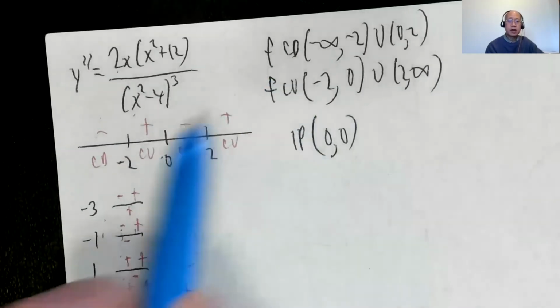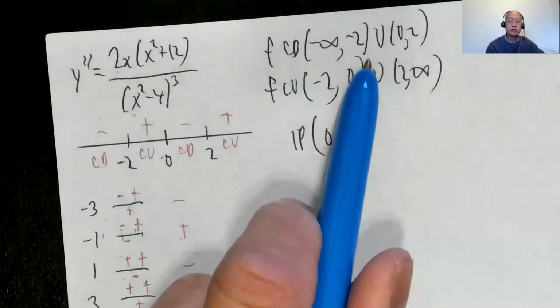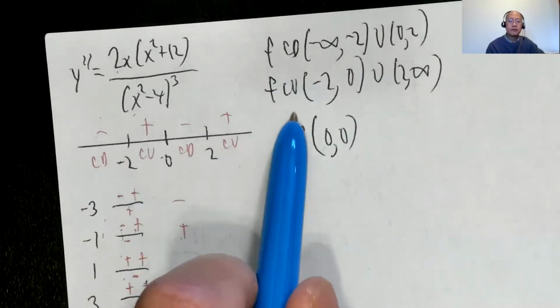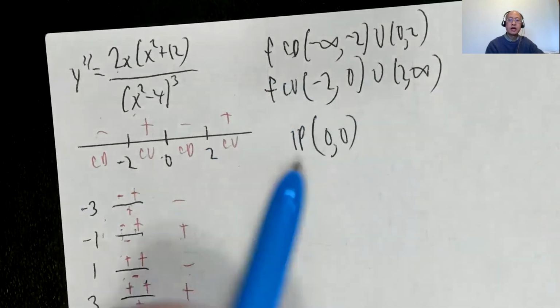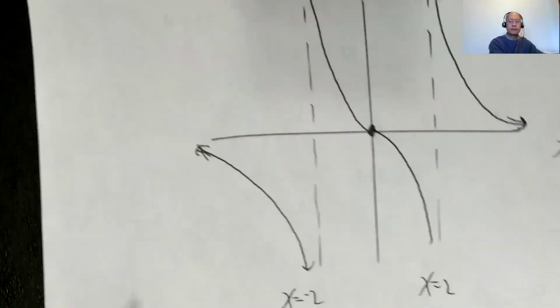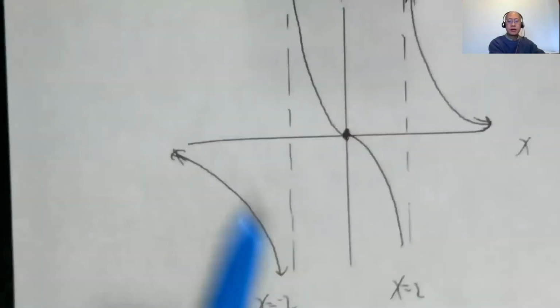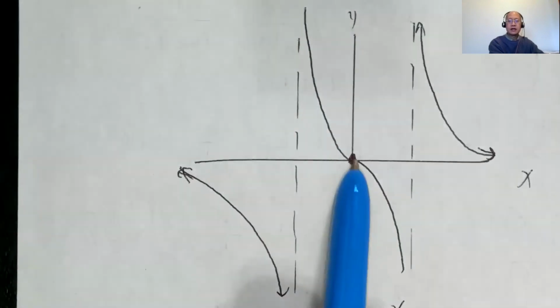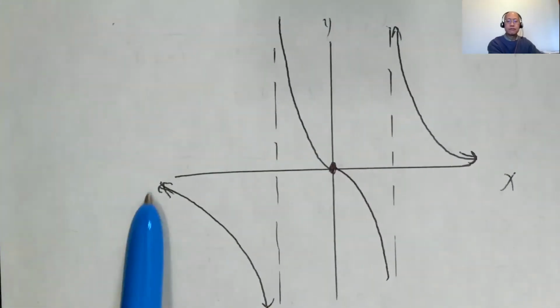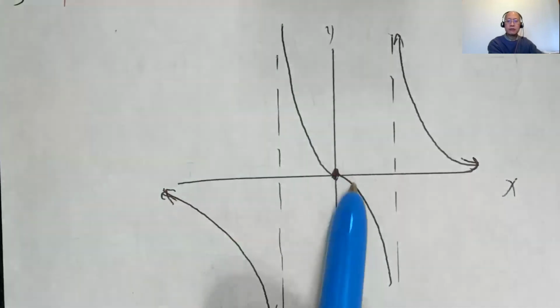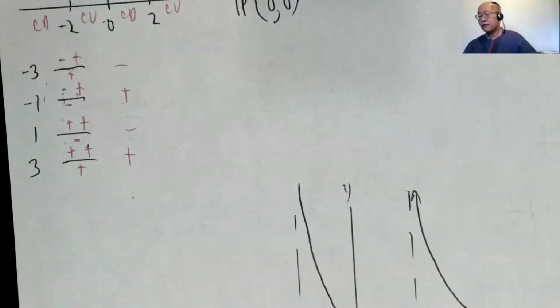So f is concave down from negative infinity to -2, union 0 to 2, concave up from -2 to 0, union 2 to infinity, and inflection point at the origin. So here's the graph. Like that, like that, like that, like that, always decreasing. Concave down, concave up, concave down, concave up. Right, so that was mostly 4.7.